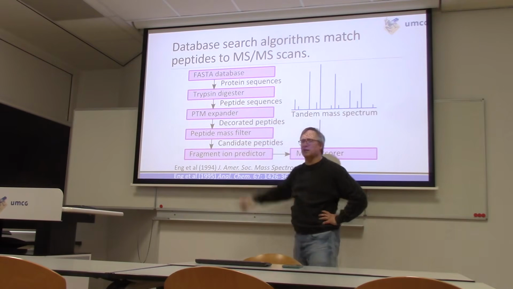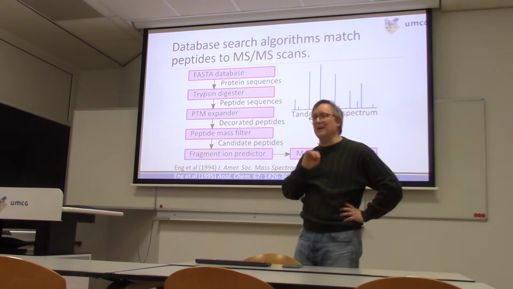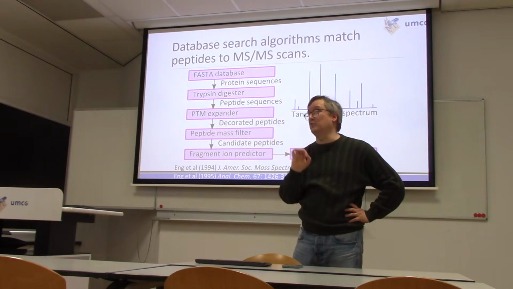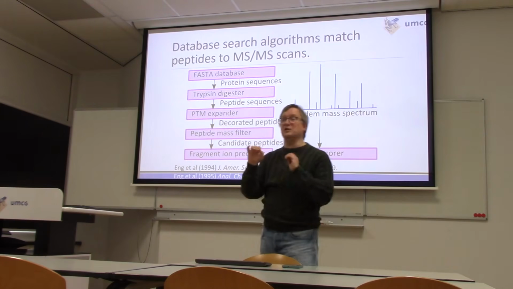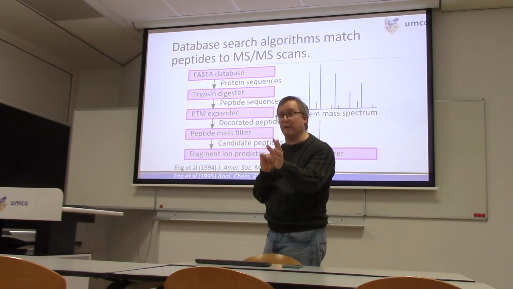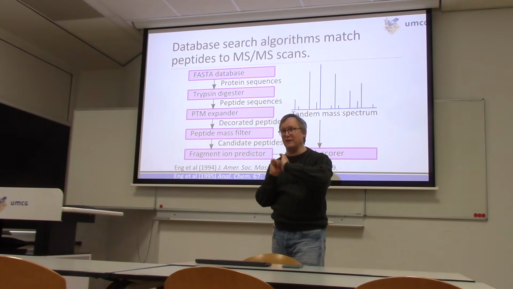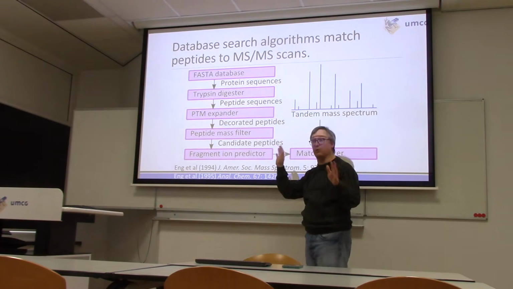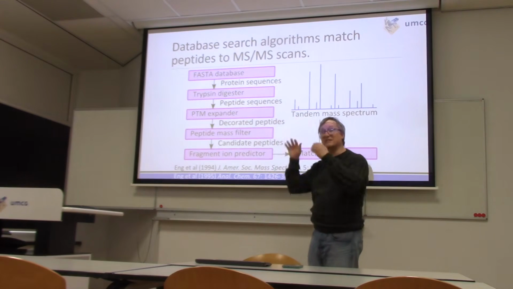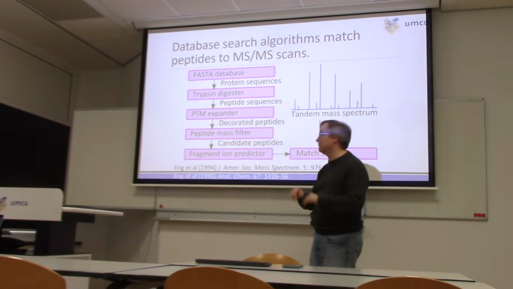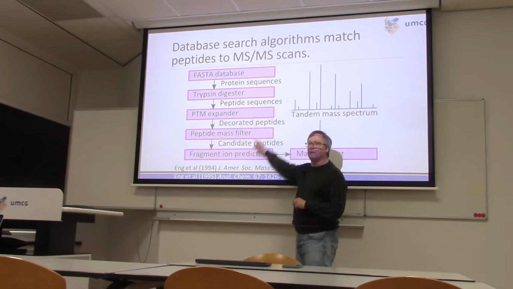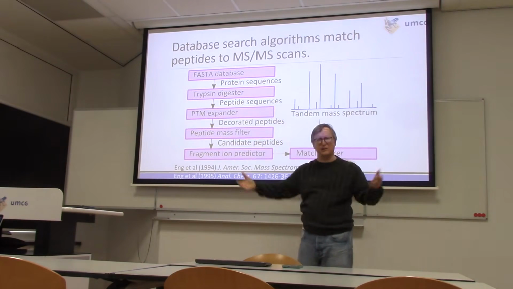But I'm going to talk in the next slide about the PTM expander. If we look for post-translational modifications, we need to allow for the possibility that some amino acids may appear in modified form or in unmodified form. That can greatly expand the pool of peptides. This is an important part of our search space. Are we considering modifications or not? These decorated peptides are then possible mass ladders.